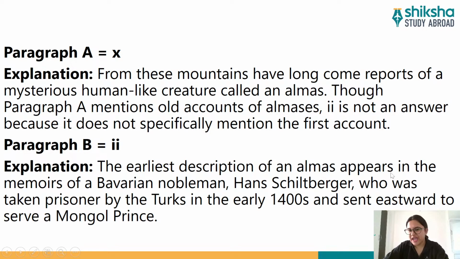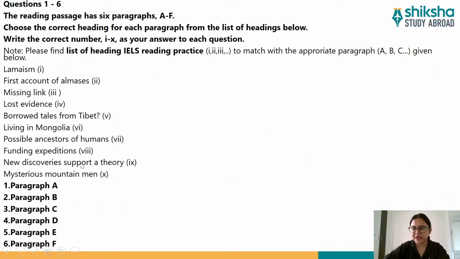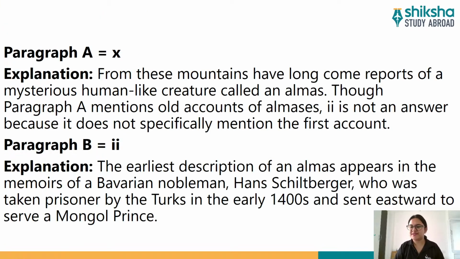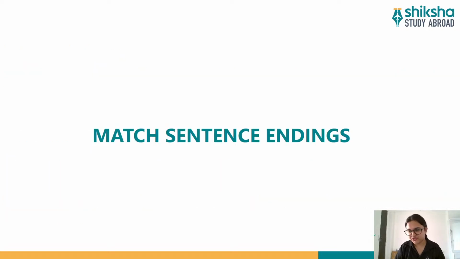So the earliest description of an almas appears in the memoirs of a Bavarian nobleman, Hans Schiltberger, who was taken prisoner by the Turks in the early 1400s and sent eastward to serve a Mongol prince. So you can see the earliest description was the first hint, and then later on when we read the passage in this line, we came to know that the first account was mentioned in paragraph B. So first account of Almasis, B is the answer. This is how we relate to match the heading questions. This is how we find the answers for match the heading questions.